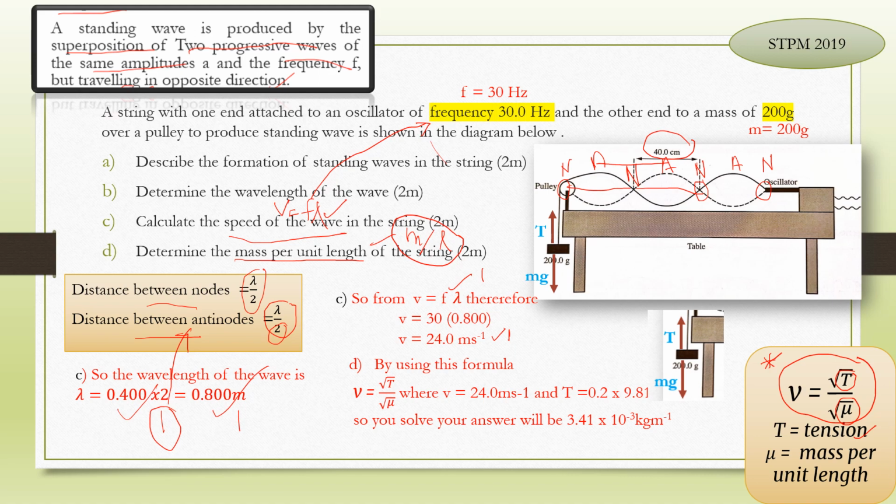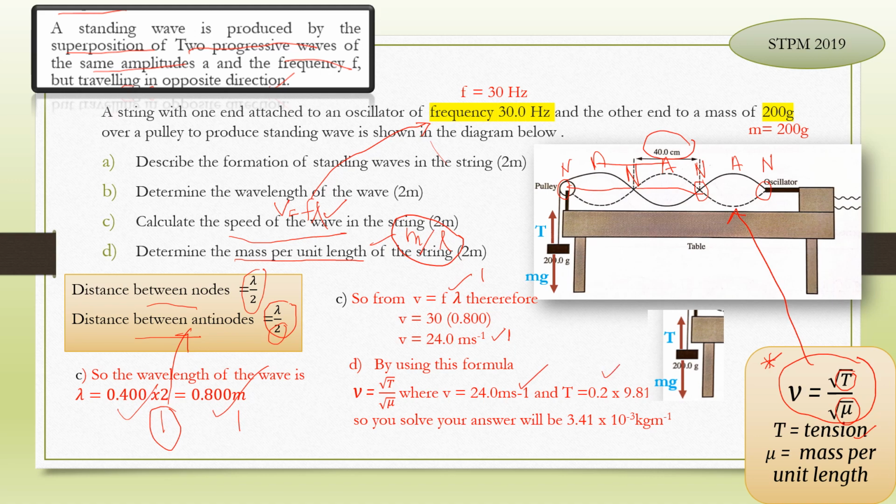This is the speed of the wave in the string. Okay, so we only use this when it is associated with a string. We don't use it anywhere else. Okay, so v is 24.